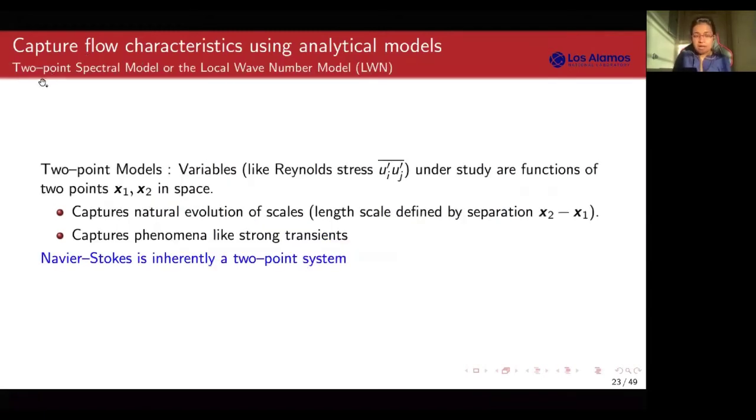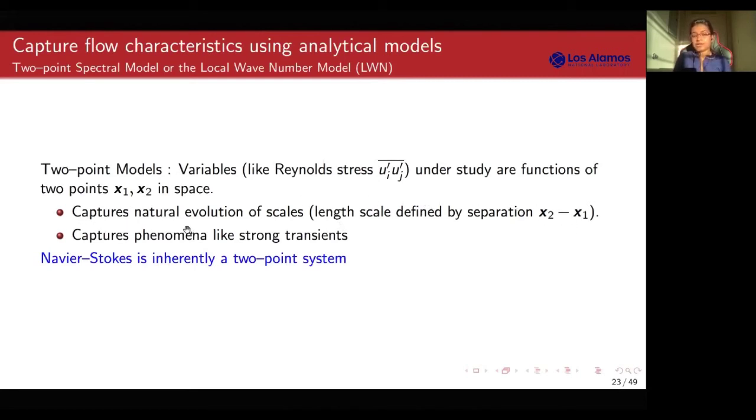So the model I studied and developed is known as a 2-point spectral model, or a local wave number model. So why is it a 2-point model? It is a 2-point model because variables like the correlation of fluctuating velocities, which is also known as the Reynolds stress, is a function of 2 points, x1 and x2 in space. Now, since it is a function of 2 points, this model can capture the natural evolution of scales. And this scale is defined by the separation x2 minus x1.